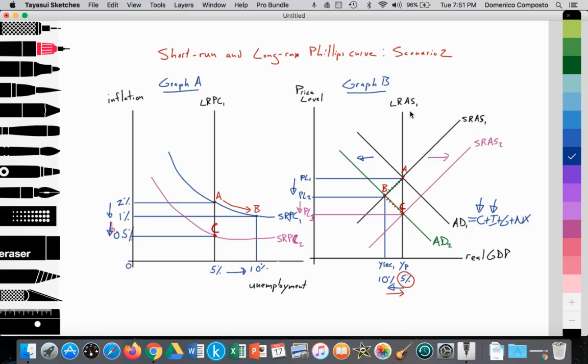In graph B, perhaps let's make a few little notes, right? Where LRAS1 equals SRAS1, which is equal to aggregate demand, provides an equilibrium at point A with an equilibrium price level at PL1 and an equilibrium level of real GDP at YP, or full potential GDP. Full potential GDP provides full employment at the natural rate of unemployment at 5%.